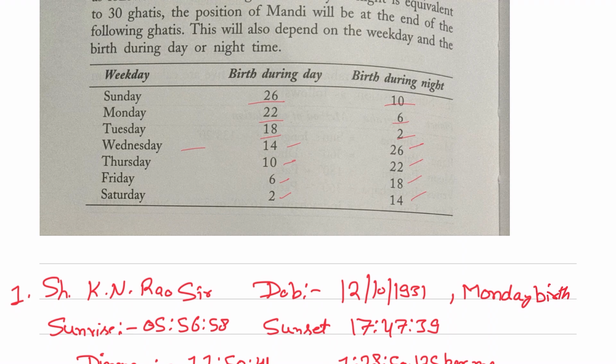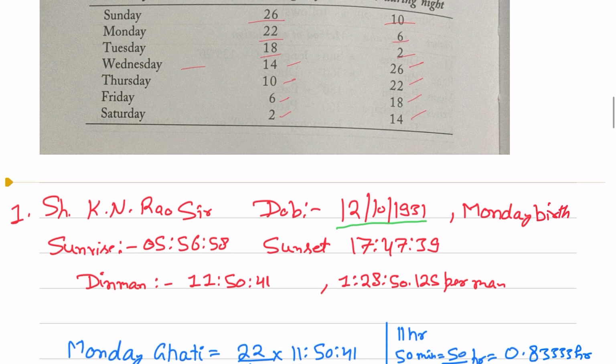So now let's do the Mandi calculation for our respected Guruji Shri K.N. Rao Sir, for his date of birth. His date of birth, as known by all, is 12th October 1931, and it is a Monday birth. The birth time is 7:45 a.m. in the day. Sunrise for that day was at 5:56:58 am, and sunset was at 17:47:39.